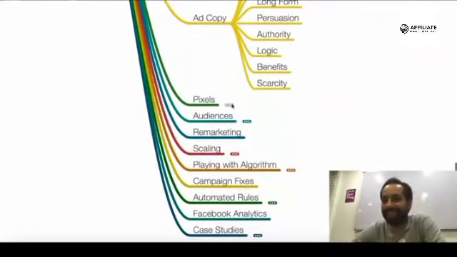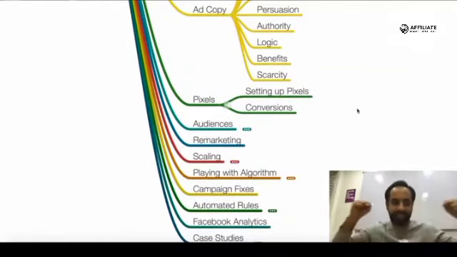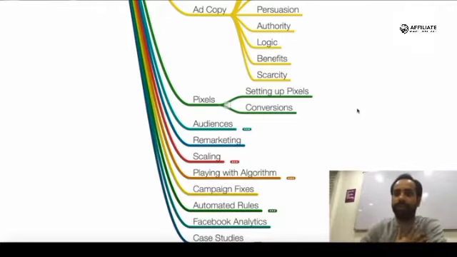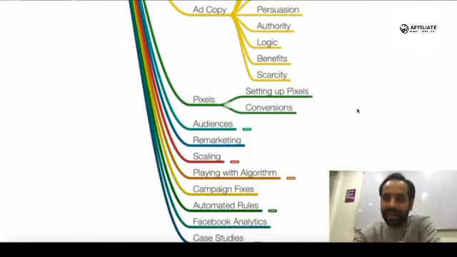Then we're going to talk about pixels and data. Because of pixels, what I've been able to do is zero targeting. I have not targeted anybody and I'm still getting leads and results at a very cheap rate. So, warming up your pixels, maintaining the pixel's growth, and then also using it in a manner that it serves you.